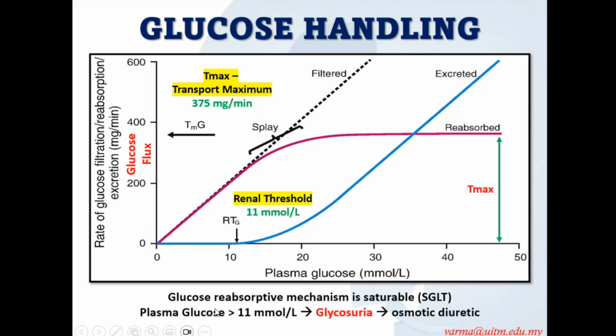So the glucose reabsorptive mechanism is saturable, the SGLT mainly. So with plasma glucose more than 11, your glucose will not get reabsorbed. Anything more than 11 will get glycosuria. That's why you get osmotic diuresis like in DKA. Your sugar is too much, it's getting excreted, and the urine is hypertonic, dragging your water together with it. That's why DKA patients are dehydrated. You have to give them a lot of fluid.